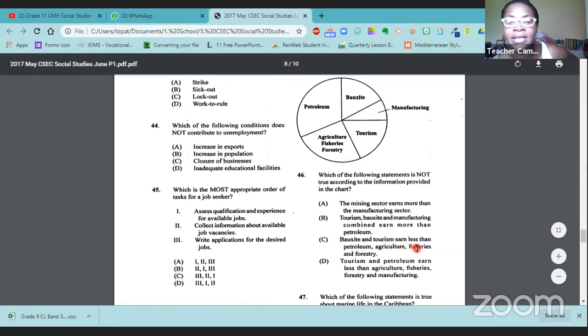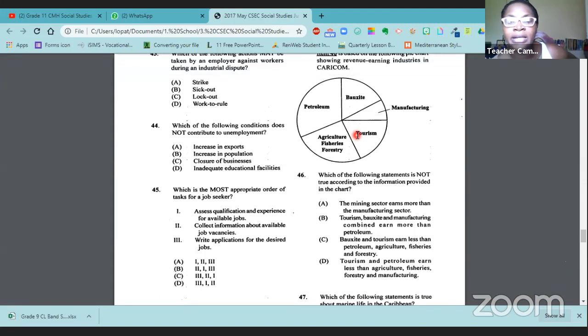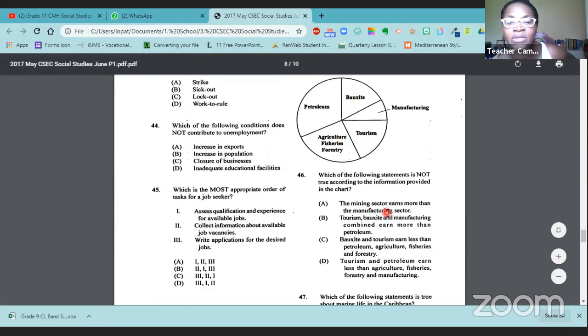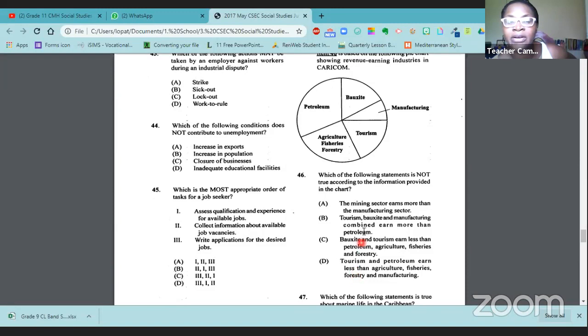Bauxite and tourism earn less than petroleum, agriculture, fisheries, and forestry. Bauxite and tourism, that's true also. Tourism and petroleum earn less than agriculture, fisheries, and manufacturing. Tourism and petroleum earn less than agri... Where's agri? That's not true. No, they look about equal.